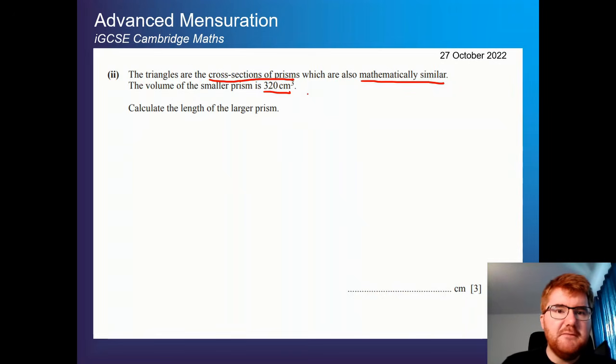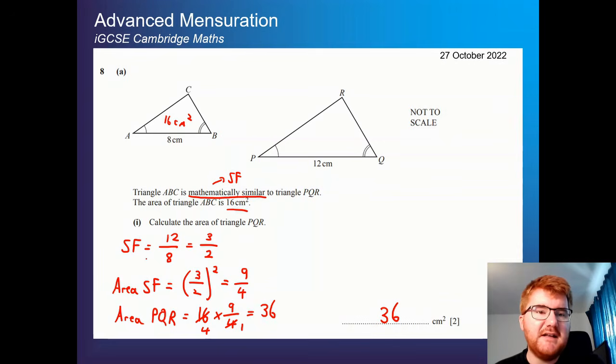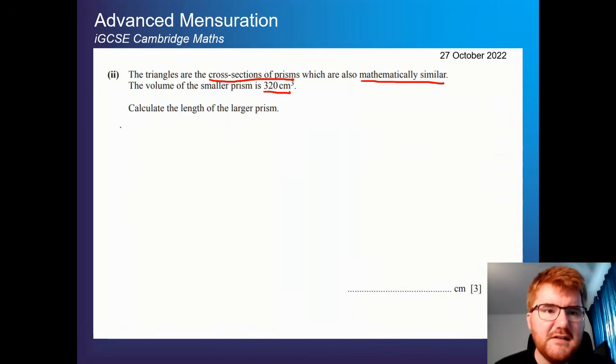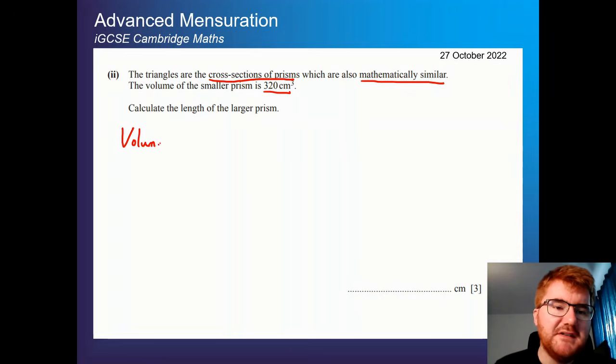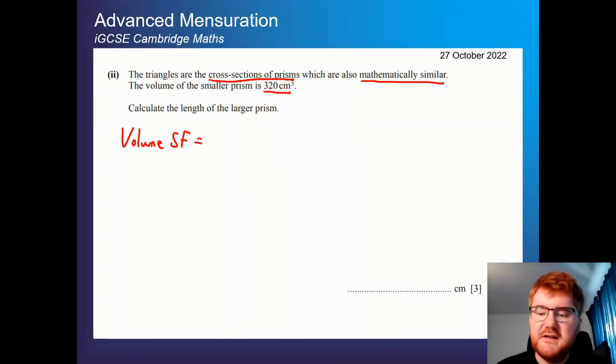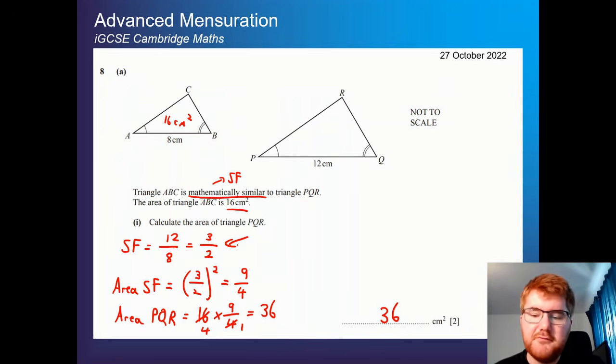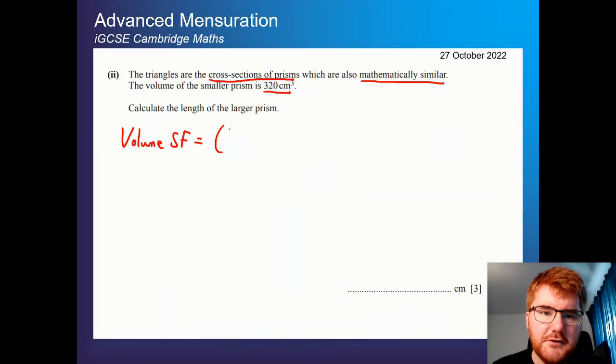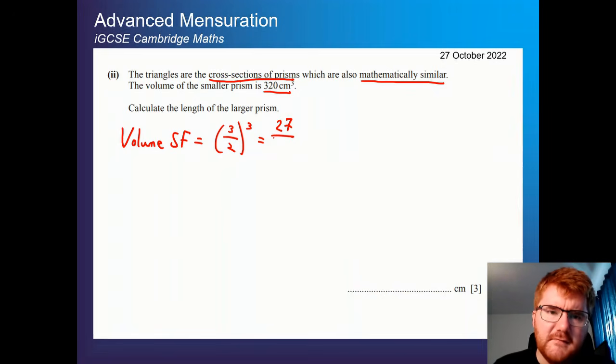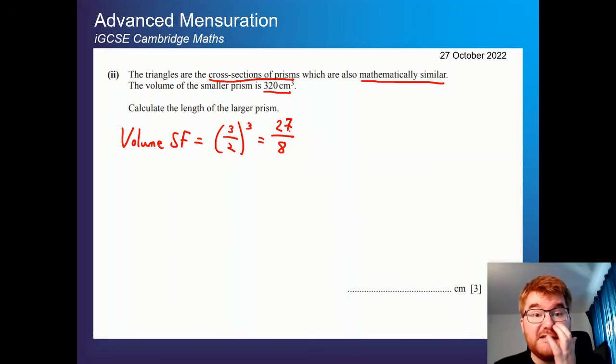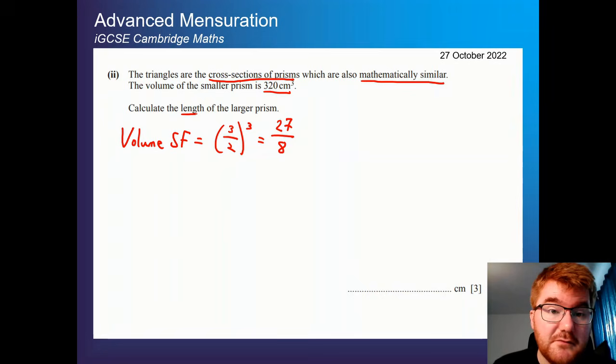Okay, so they're both in the same proportion. We worked out the area scale factor before. So now we need to work out the volume scale factor. And the way that we do this is we take the standard scale factor, so 3 over 2, and then we're going to cube it. So if we do that process, well, 3 times 3 is 9, 9 times 3 is 27. And then 2 times 2 is 4, 4 times 2 is 8. So our volume scale factor is going to be 27 over 8. And this doesn't actually help us work out the length straight away, so we'll come back to that.